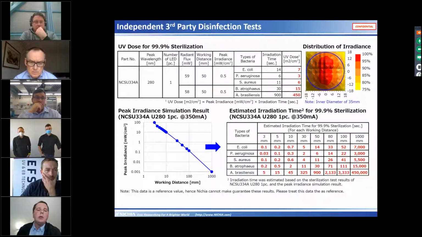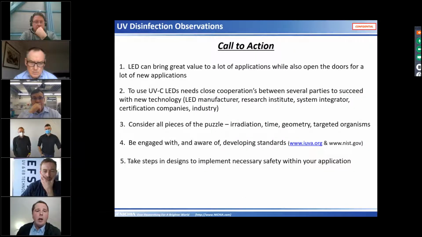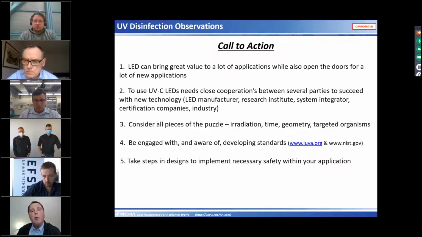just having some reference in your hand. And with that said, I want to come to my last slide, which I call call to action, and summarize a little bit. So first of all, we think that today LEDs can already bring a great value to your application when you are not trying to just simply replace a mercury lamp.